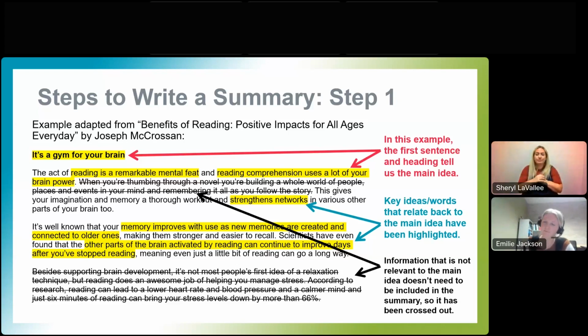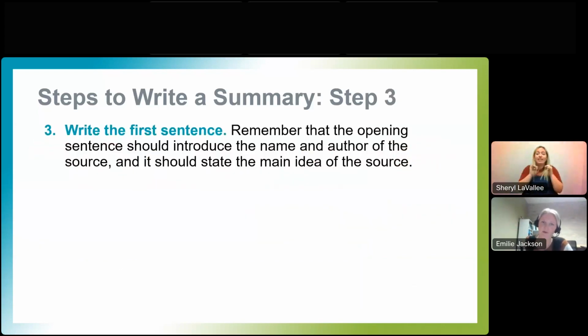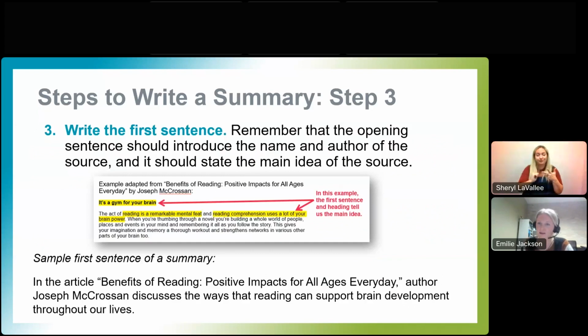All right, let's keep going through this example. So let's write the first sentence based on what we know that first sentence should include. It should include the name of the author, the source, and it should state the main idea. So the reminder, the heading was it's a gym for your brain, and the whole main idea is this idea that reading is like exercise and it can improve your brain's strength over time.